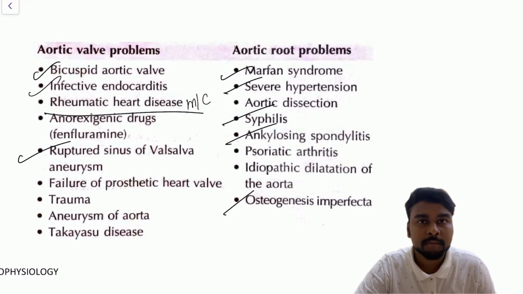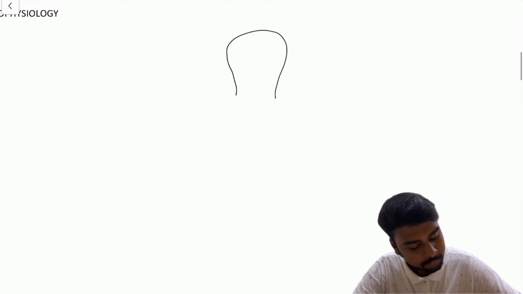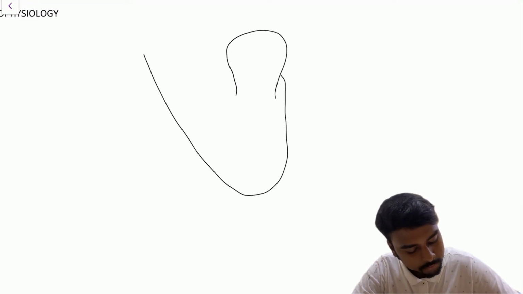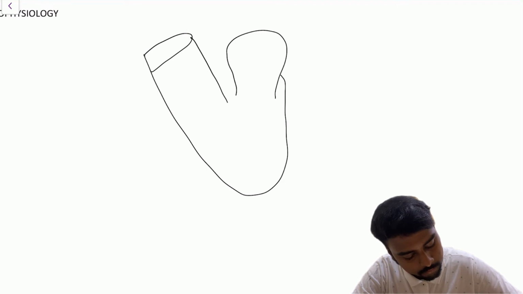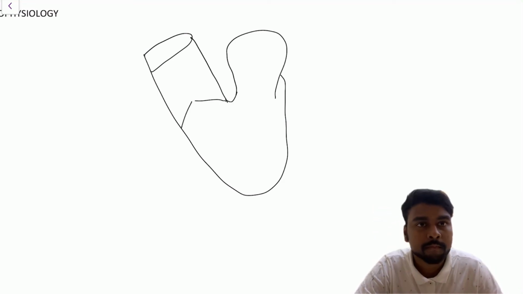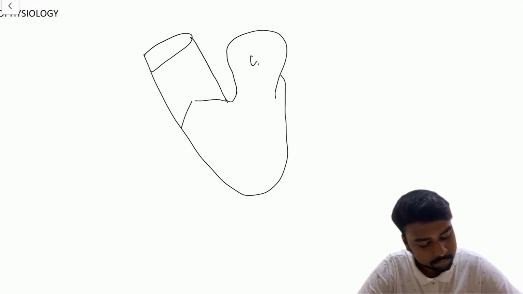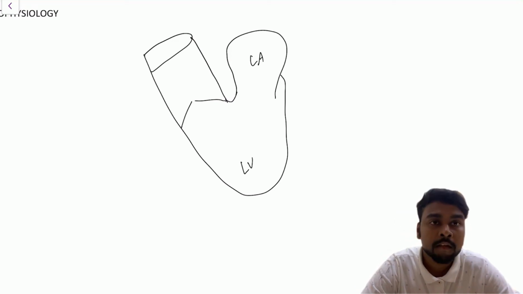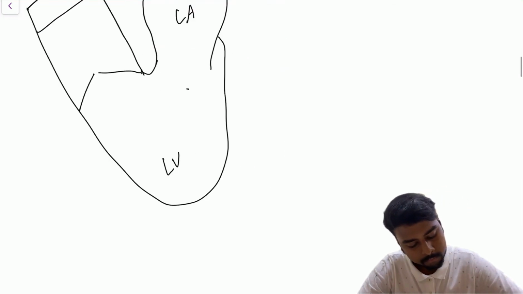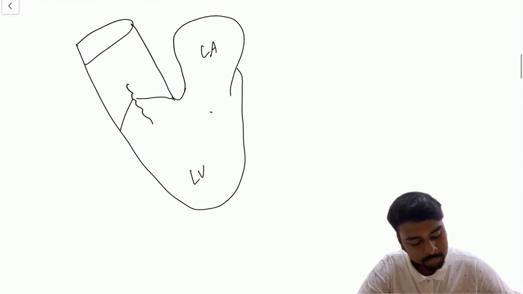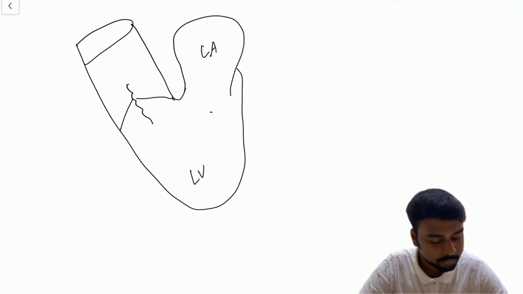So, let's move on to pathophysiology. Let me draw a diagram. This is the left atrium, this is the left ventricle, and this is the aorta. These are the aortic valves. What happens in aortic regurgitation? There is a regurgitation of blood from the aorta to the left ventricle.